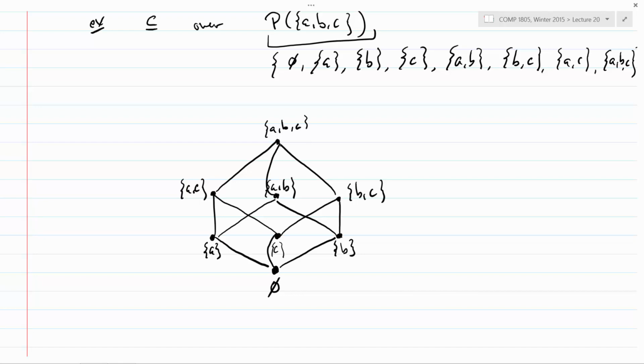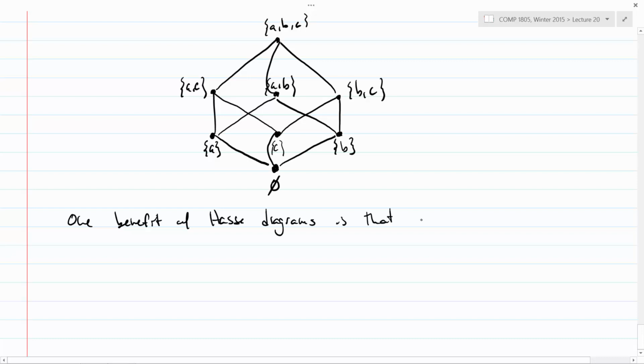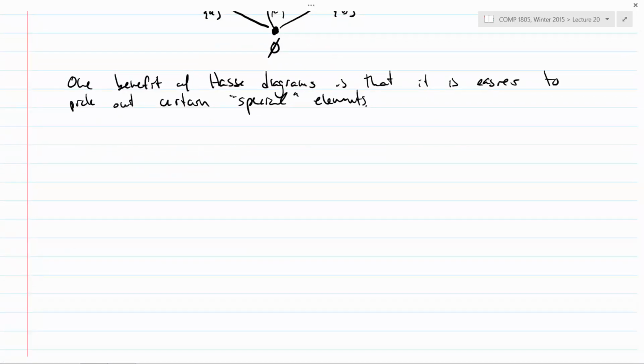All right, so now that we have a new thing to talk about, we have all sorts of terms for these things. So one of the big benefits of these diagrams is that it's easier to pick out certain special elements. So I'll say one benefit of Hasse diagrams is that it is easier to pick out certain special elements. So we have a whole bunch of special elements. So I'm going to do a whole bunch of definitions now.